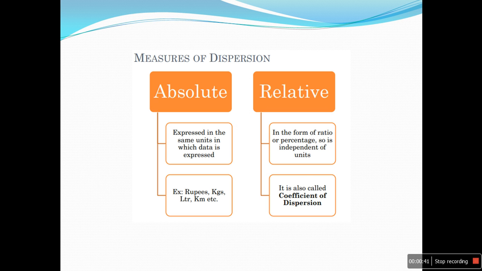There are two types of dispersion, absolute dispersion and relative dispersion. Dispersion expressed in the same units in which data is expressed is called absolute dispersion. For example, rupees, kgs, liters, kilometers, etc. are the units of absolute dispersion. And relative dispersion is in the form of ratios or percentages, so it is independent of units. It is also called coefficient of dispersion.